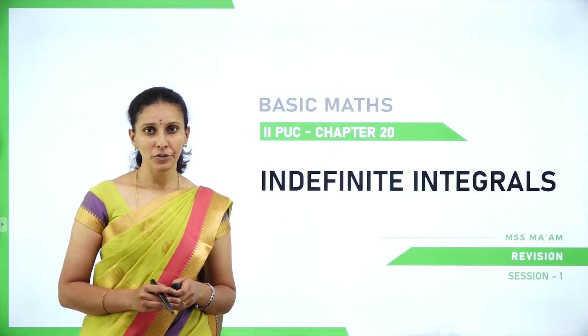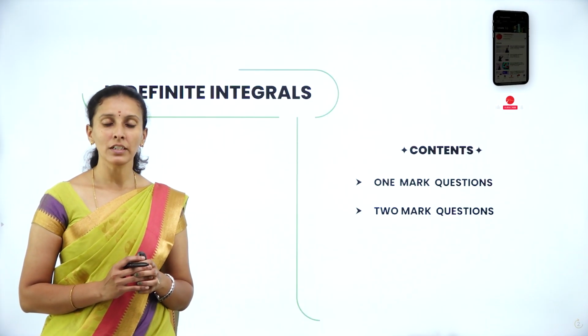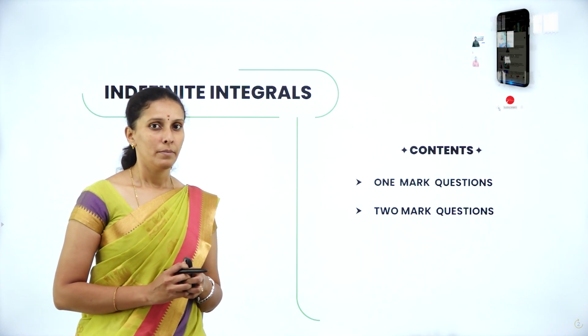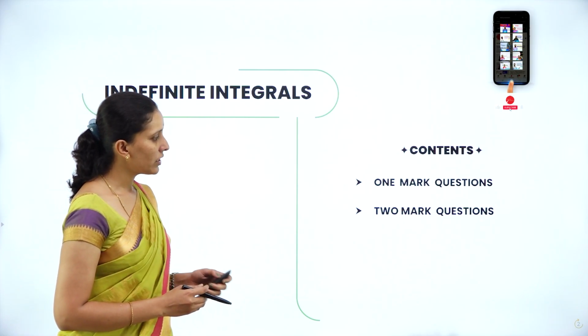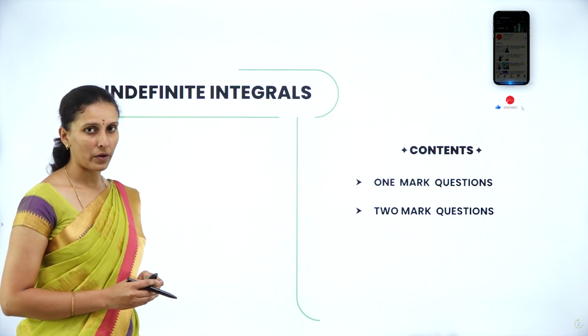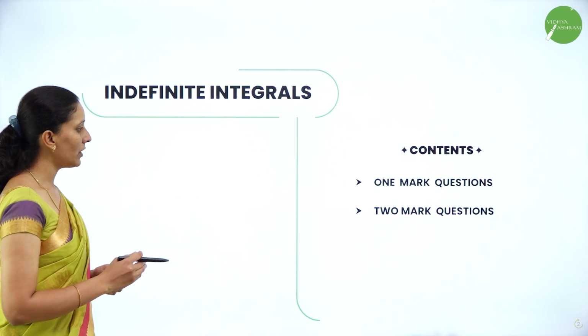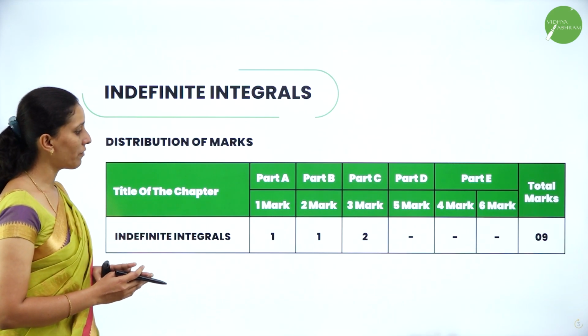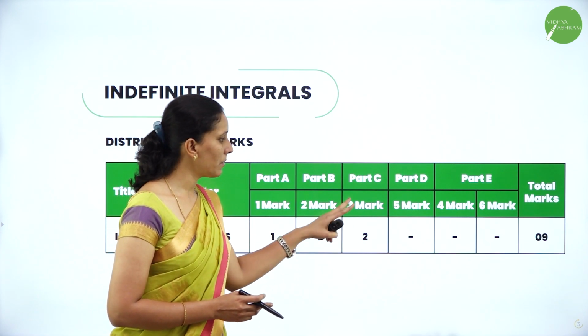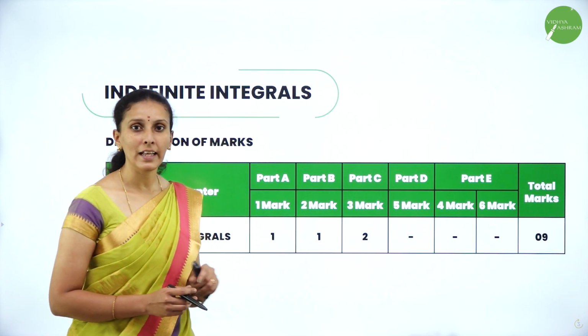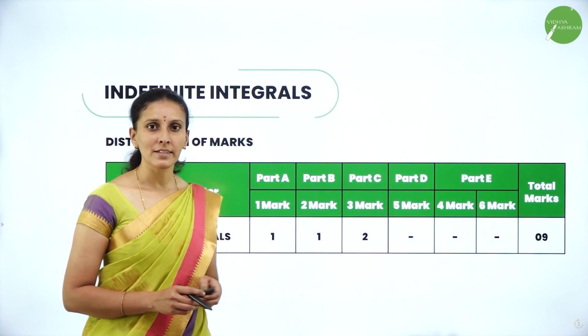So here we are going to find the antiderivatives of the given functions by various methods. In this session, we are going to discuss 1 mark and 2 mark questions from this chapter. Before that, let's see the distribution of marks from this chapter. We have 1 mark, 1 2 mark and 2 3 marks questions. So overall, you will get 9 marks from this chapter.